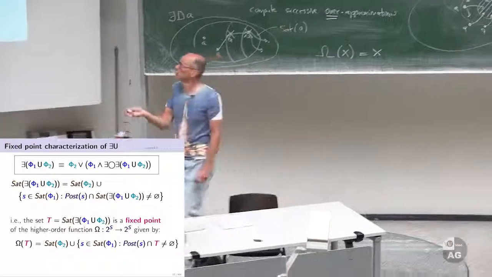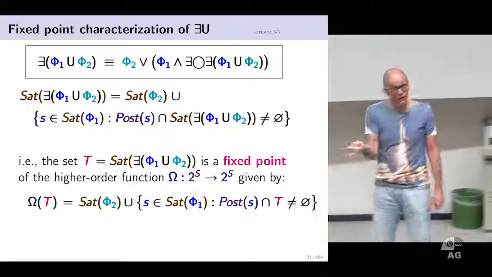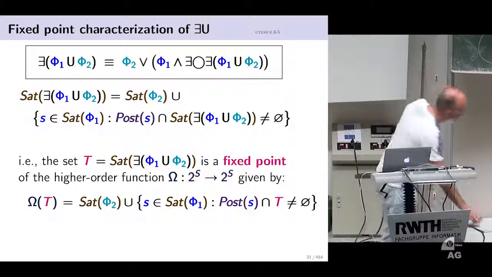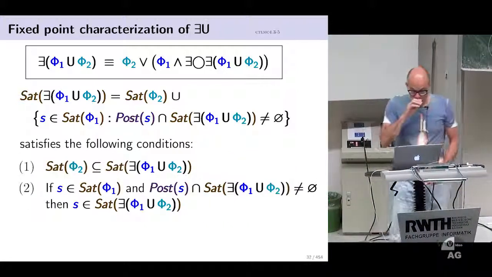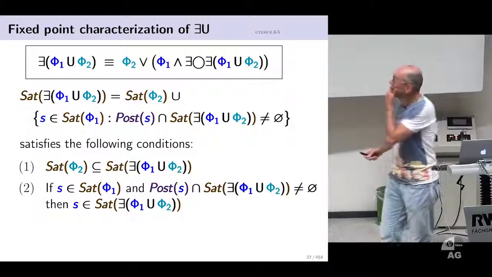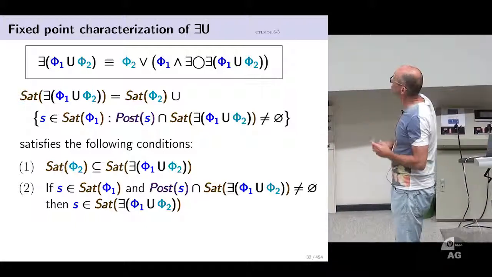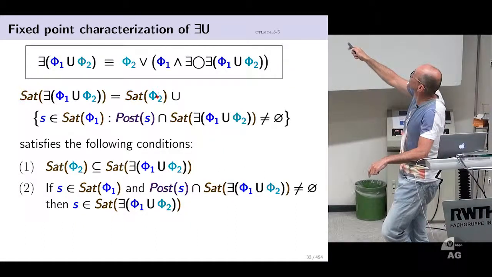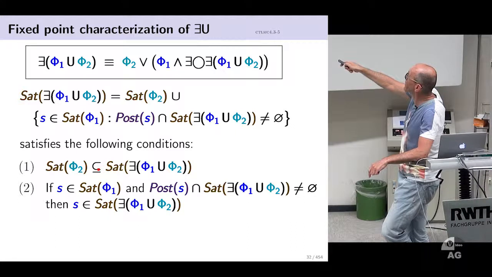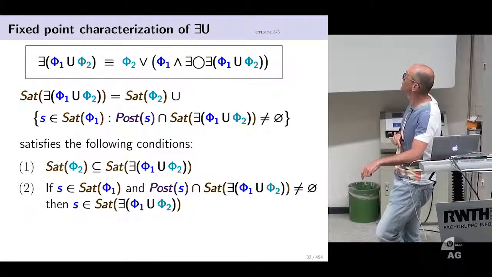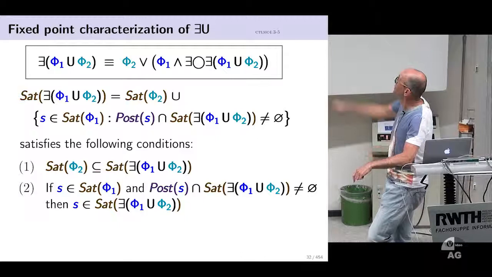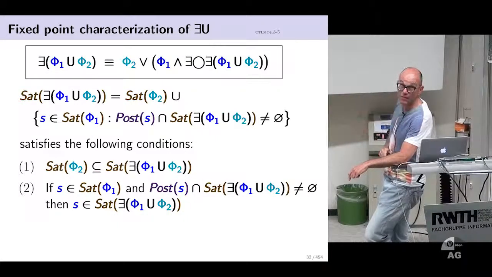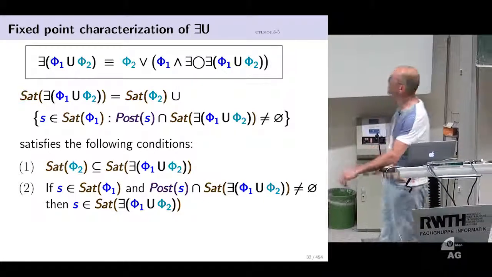And now we're going to argue that the fixed point that we are interested in is the least fixed point. So we're interested in the smallest set satisfying this. Good. So what does that mean? This set satisfies the following conditions. Well, you see immediately it needs to include all the phi 2 states. So all the phi 2 states must be included in the set that we're looking for. Further on, the second condition says, if you give me a phi 1 state which has a direct successor into the set, then that also should be a member of that set. So that's the second condition.